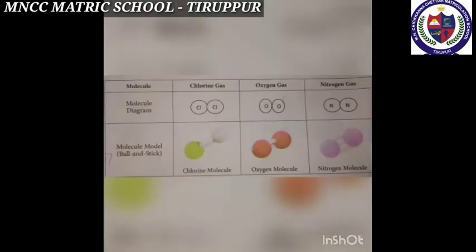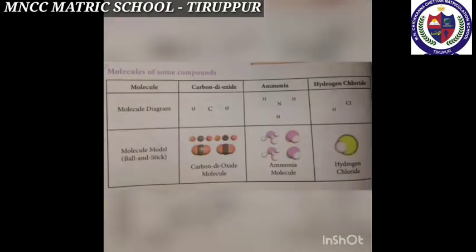Molecules of elements. A molecule of an element consists of a fixed number of one type of atom chemically combined. The table below shows gases that are made up of two atoms of the same type of element. Next, molecules of compounds. A molecule of a compound consists of a fixed number of different types of atoms chemically combined.